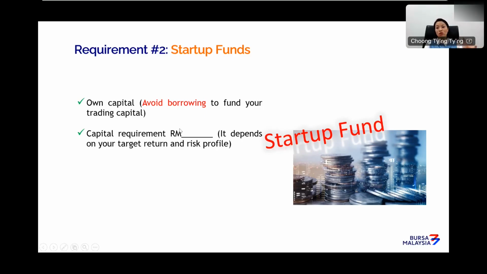And how much do you need to prepare for this capital? It depends on your target return and risk profile. Still remember that particular table on the previous slides that I showed you? It depends what kind of target return you want to generate. Then you reverse to calculate what kind of capital you need to prepare.